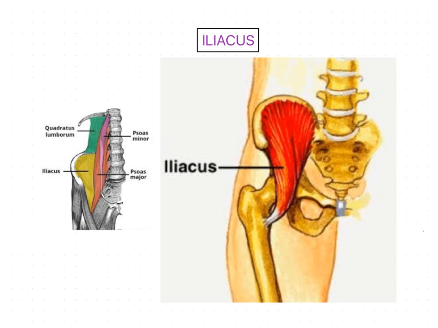Dear students, welcome back. In the previous session, we discussed the psoas minor muscle, which is one of the posterior abdominal wall muscles. So, psoas major and psoas minor we have discussed. Now, in this session, we are going to discuss another posterior abdominal muscle, that is iliacus.